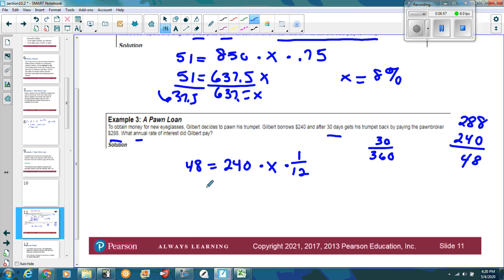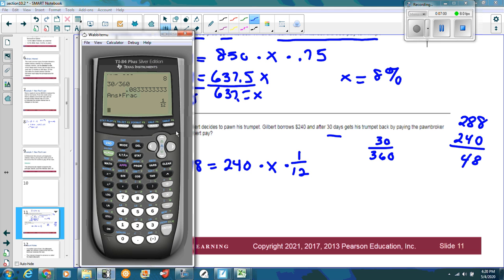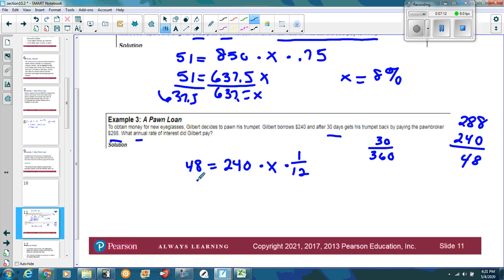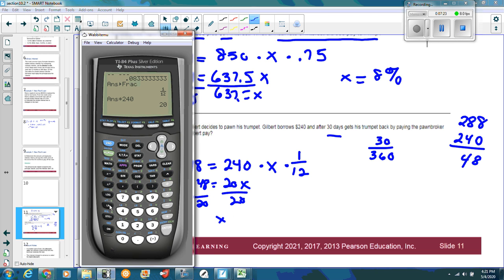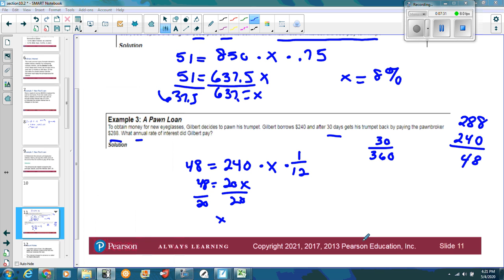So I do 240 times 1/12. I have the 240 there, so all I have to do is hit times 240. That's why it's really nice to have a nice calculator. It makes life a lot easier. So that's 20. So now I have 48 equals 20x. I'm going to divide by 20. So 48 divided by 20 times 100. So he had to pay 240% interest rate. That's what happens in a pawn shop. 240%.